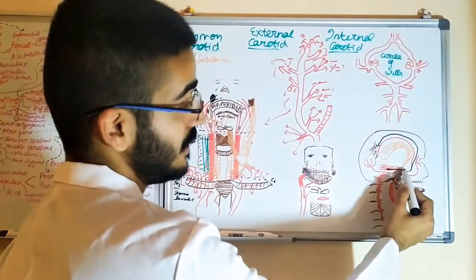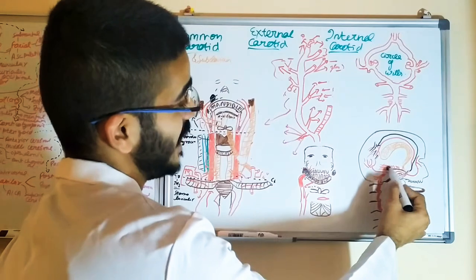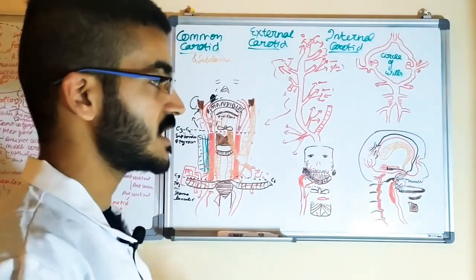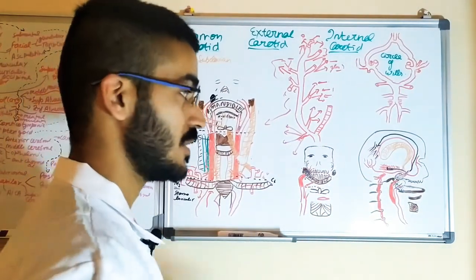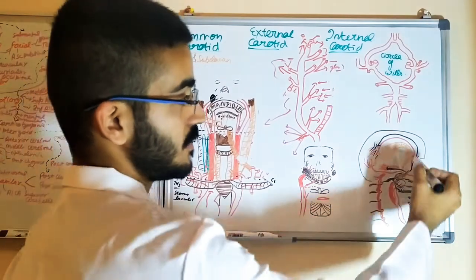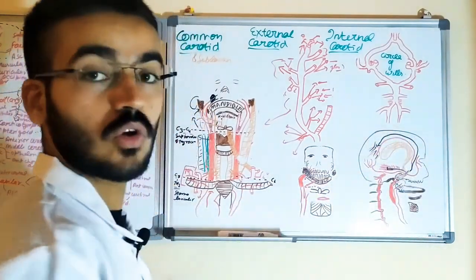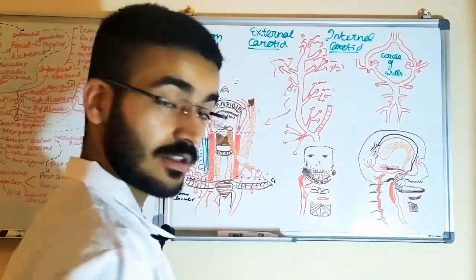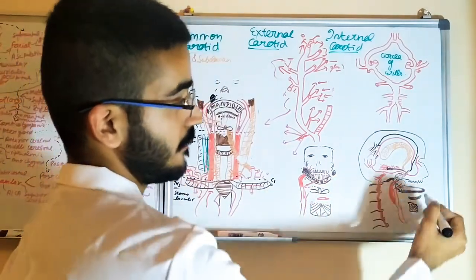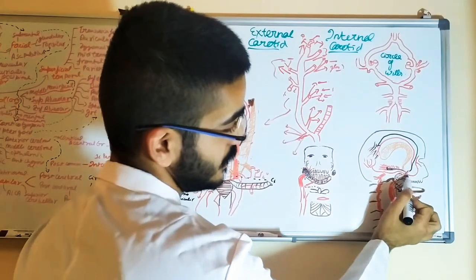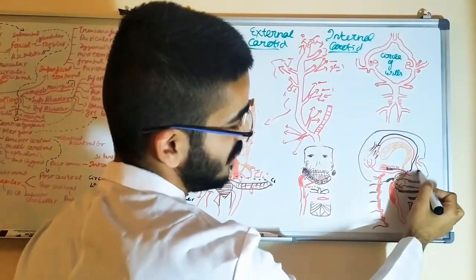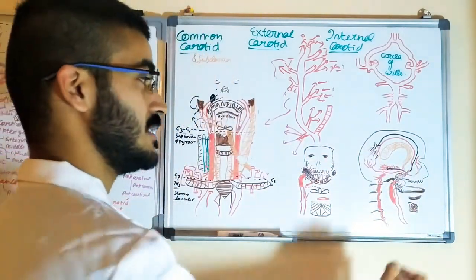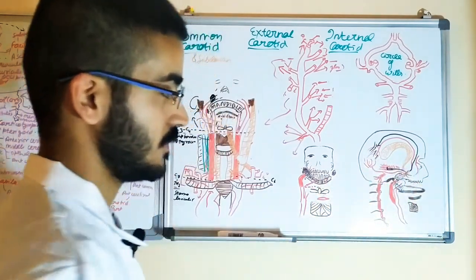The middle cerebral branch is the largest branch of internal carotid artery. It supplies a major portion of the head region. It also gives two small branches that are, one is the ophthalmic branch and another is the choroid branch.